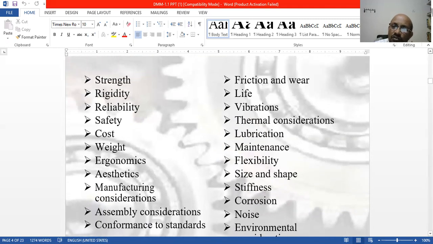Now once again we will recall it. Please read it: strength, rigidity, reliability, safety, cost, weight, ergonomics. Now we will see strength. We know how much strength will be there.